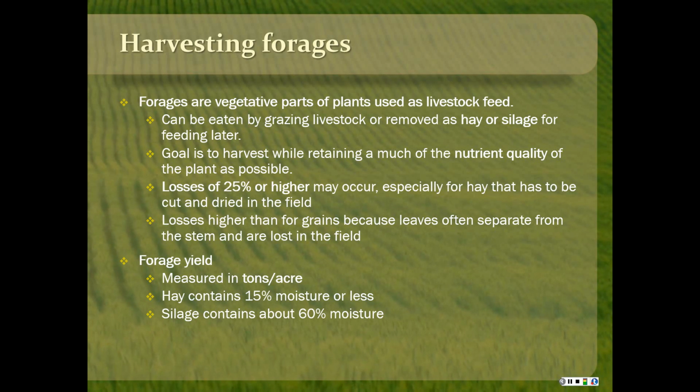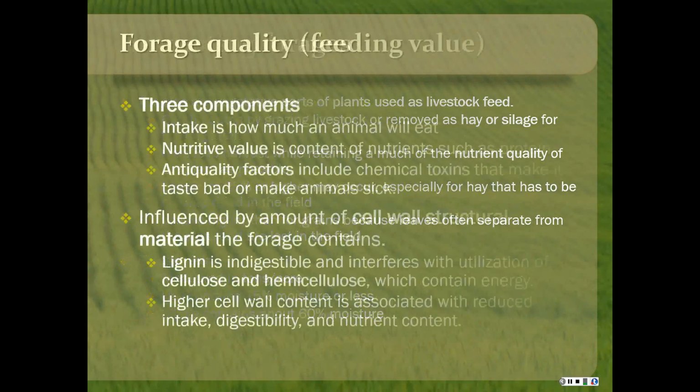And yield of forage is measured in tons per acre. And hay normally contains 15% moisture or less. Silage contains about 60% moisture, just because of the difference in the drying and storage process.